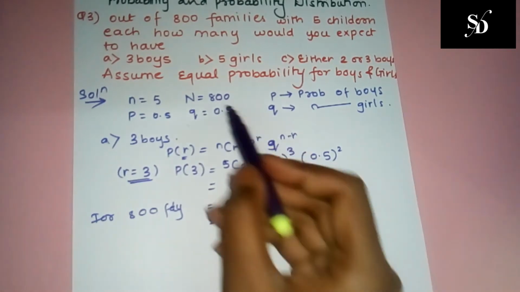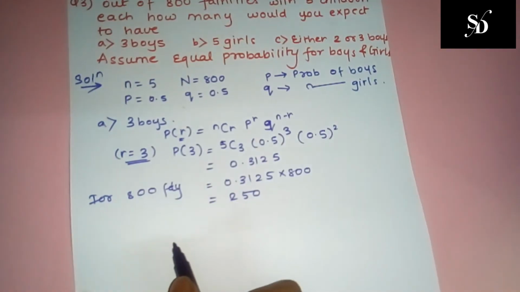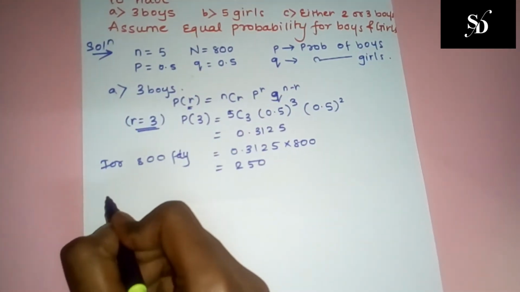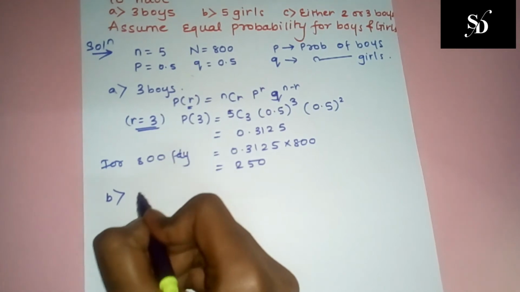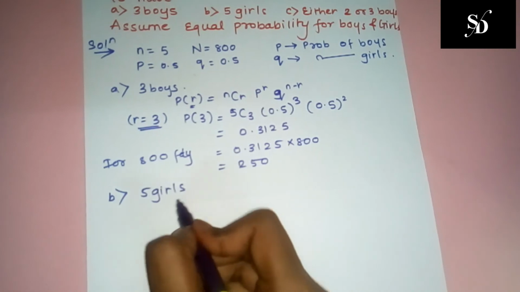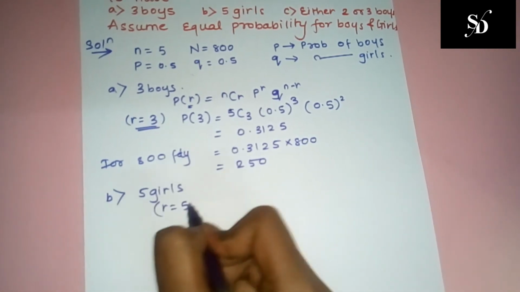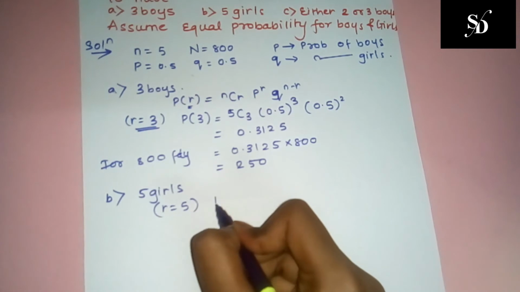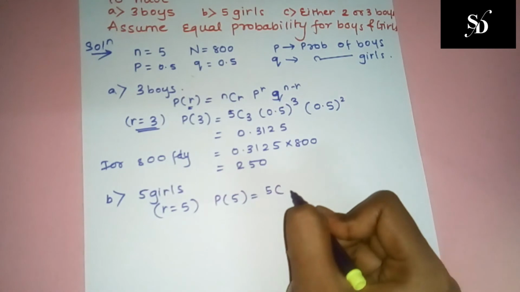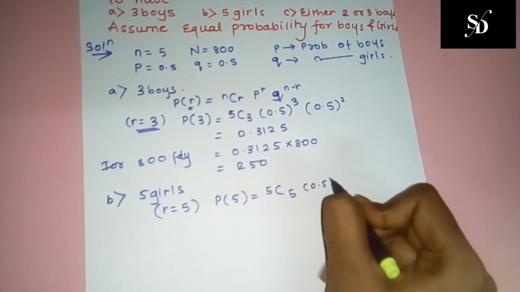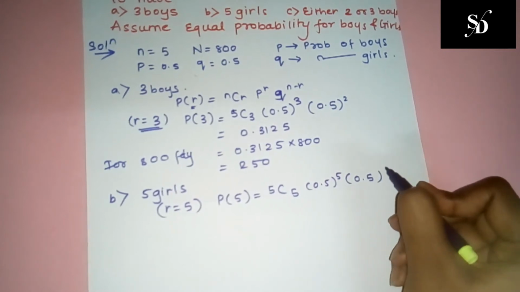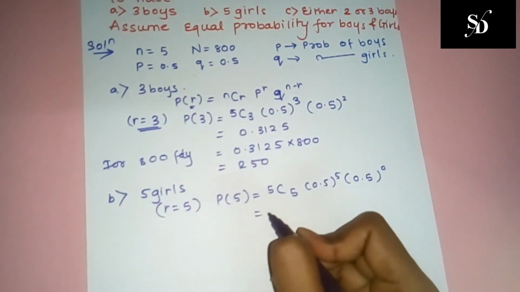Now we'll go to the second part, that is 5 girls. You can solve this by yourself. You can pause the video and solve the sum by yourself. This is as simple as that. Now our B is 5 girls. So for 5 girls, as usual, R will be 5 and we can solve the entire sum. That is, P of 5 is equal to 5C5, 0.5 raised to 5, then 0.5 raised to 5 minus 5, which is 0.